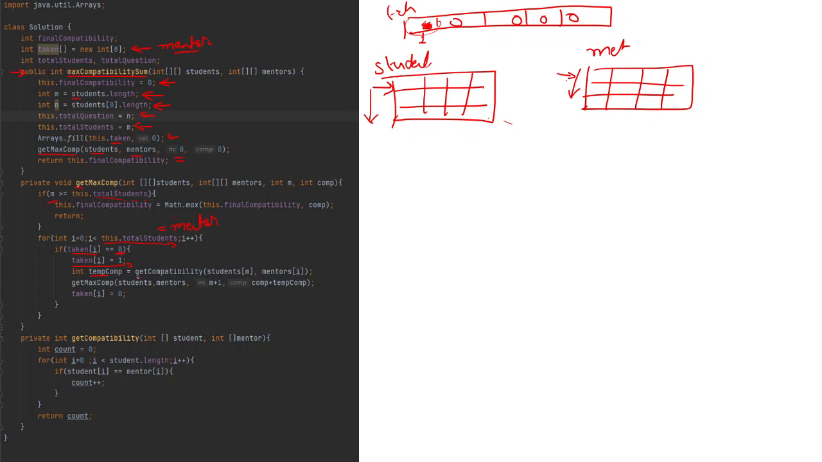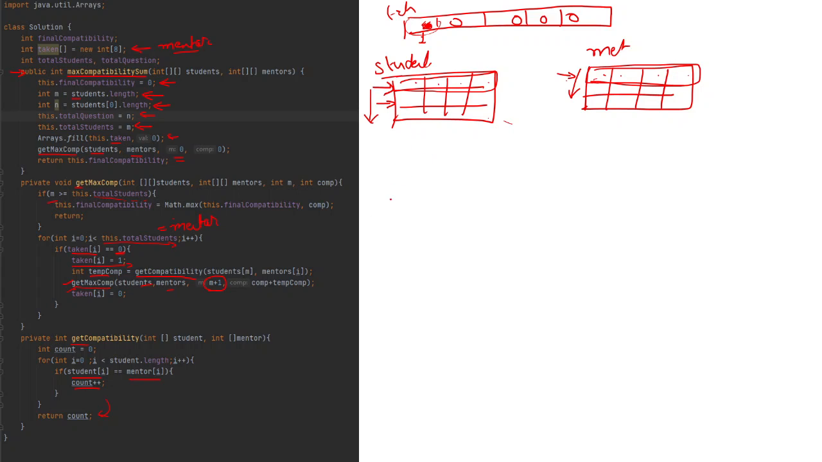Then we get the compatibility between this particular student and the mentor that student has chosen, and that is here. You can see it's a simple for loop where we check whether student[i] equals mentor[i], then count plus plus, and return that count. So basically we compare how many answers are equal. Then we call get max compatibility with the student mentor, and this time we are doing m plus 1, that is, with the next student.